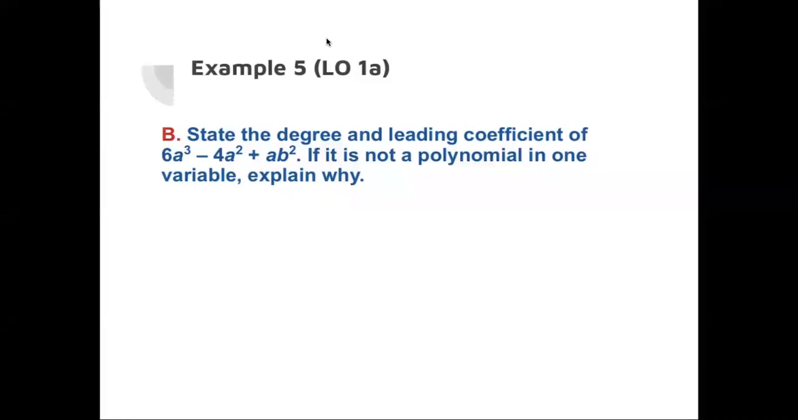State the degree and the leading coefficient of 6a cubed minus 4a squared plus ab squared. If it is not a polynomial in one variable, explain why. So this is a polynomial, right? So we can write degree, right?